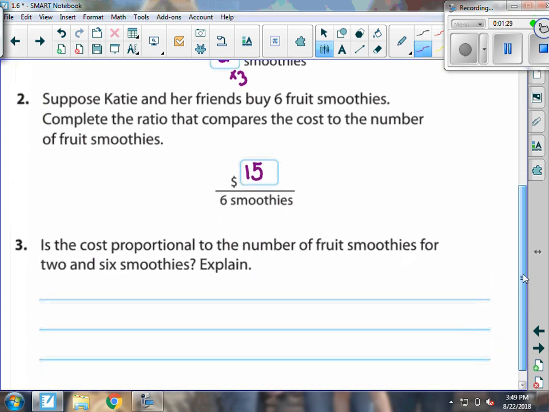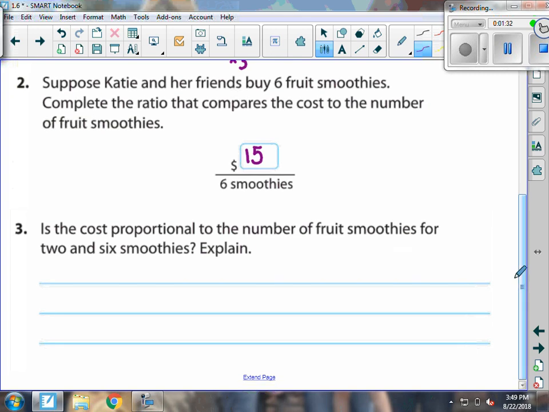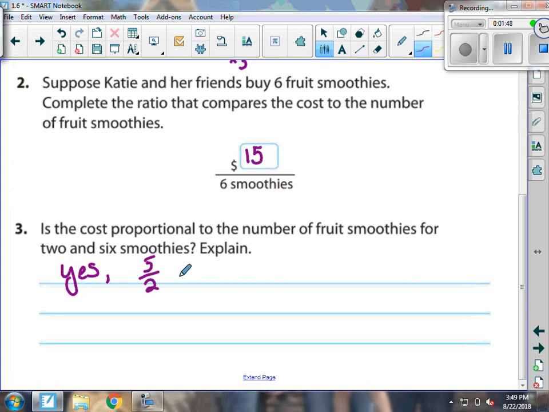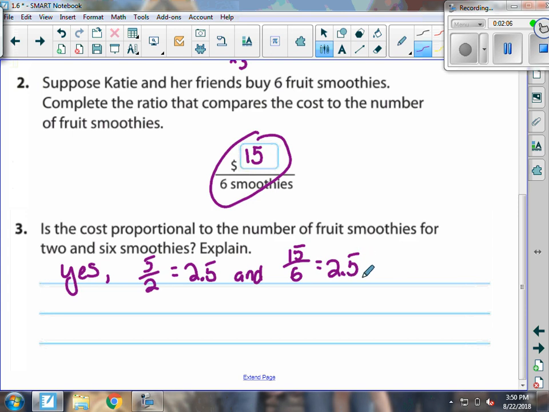Is the cost proportional to the number of fruit smoothies for 2 and 6 smoothies? Explain. We're going to say yes. And here's why. Our 5 over 2 that we get up here, $5 over 2 smoothies, equals, when we write that as a decimal, 2.5. Okay. And when we do 15 over 6, which we get right here, that equals 2.5.